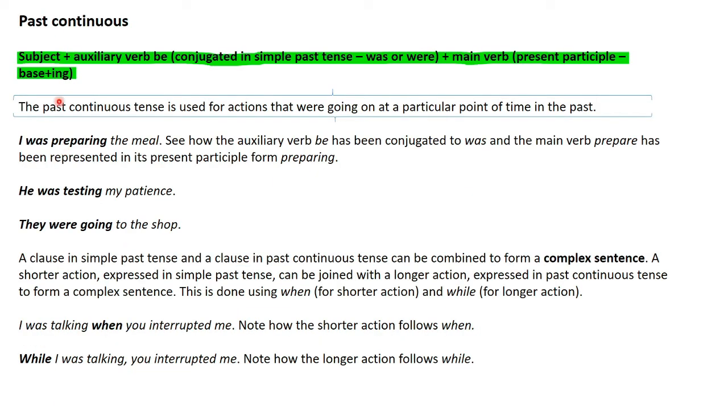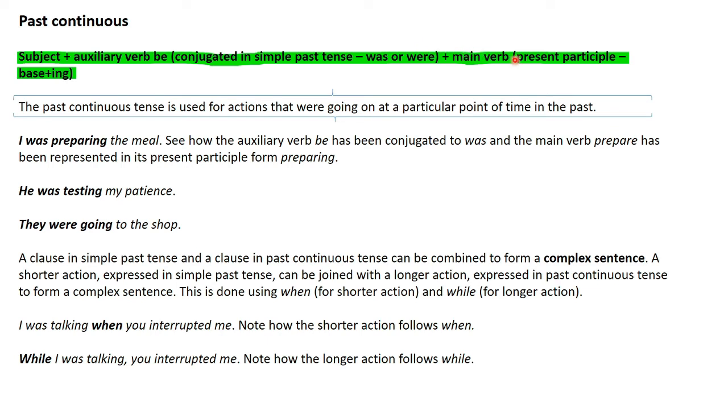Now let's take a look at the past continuous tense. The past continuous tense is used for actions that were going on at a particular point in the past. There were actions taking place in the past. A past continuous tense will have the subject followed by the auxiliary verb to be, which will be conjugated in its past tense form was or were. You see, the auxiliary verb to be is conjugated in different forms like is, am, are, was, were, been, being, and was and were are its conjugated forms in the past tense. I was, they were. See, this is how the conjugation takes place.